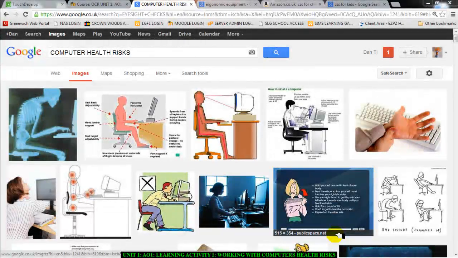Hello there guys. In this video, we're going to be talking about AO1, which has to do with safe working practices when working with computers. We are focusing on the health risks, what can actually affect your health when you work with a computer, okay? I've got some pictures here on the screen again.